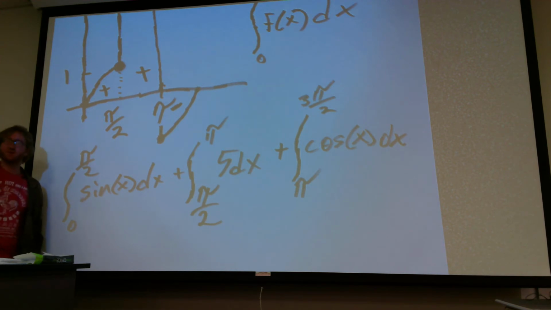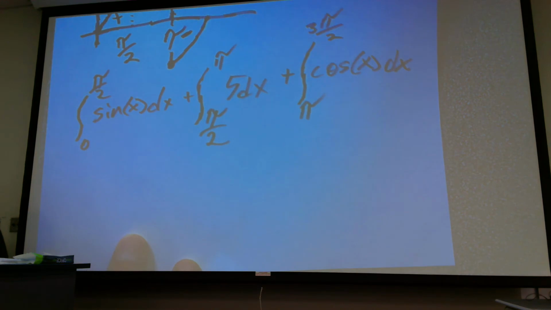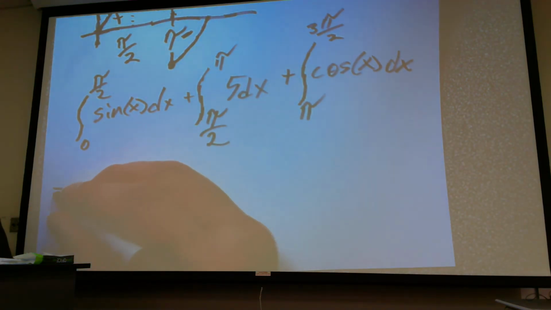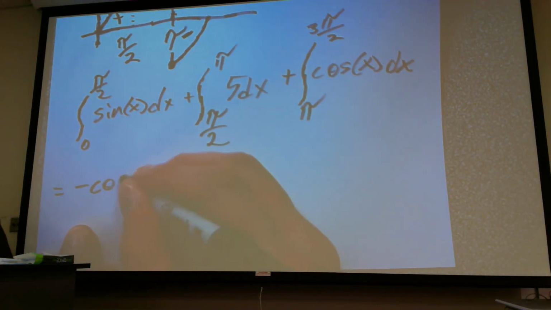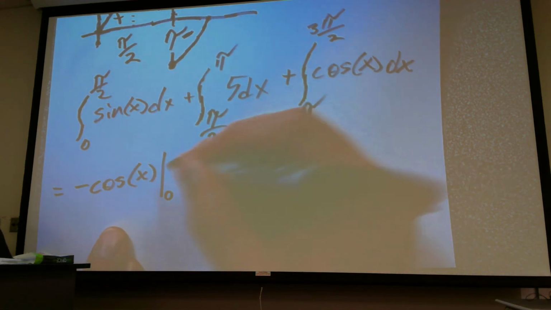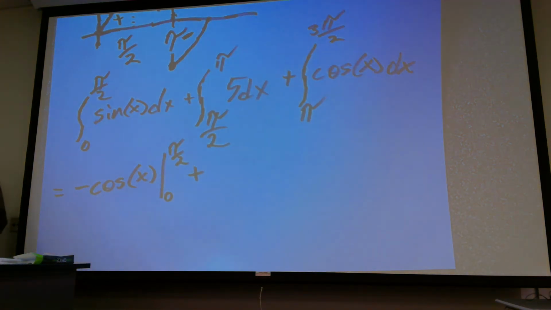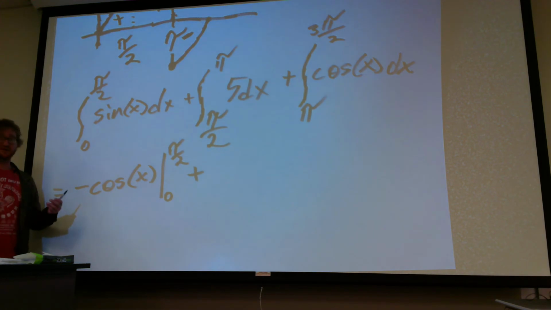So remember that whenever you do an integral, the rules for sine and cosine switch. So the integral of sine is actually going to be negative cosine. So that's going to be negative cosine of x evaluated at 0 and at pi over 2. So what you do is you do the antiderivative and then you hold on to your boundary points.